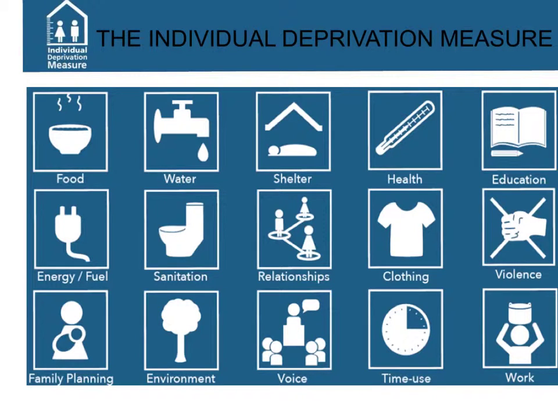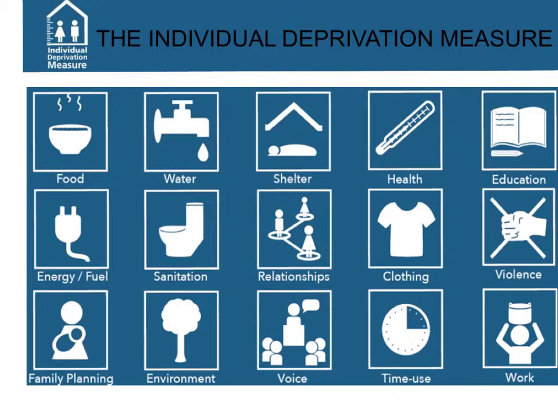At the end of the first 2 phases, we developed the individual deprivation measure, which has 15 dimensions, including the things that we would expect perhaps to see in a measure of poverty around food, water, shelter, health and education. But it also has a number of dimensions that are quite different, that are quite new.